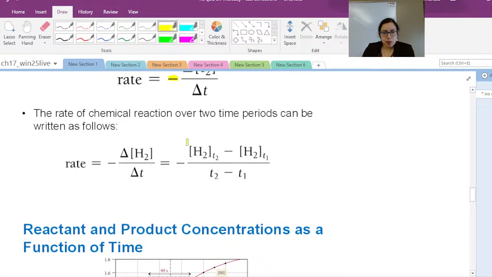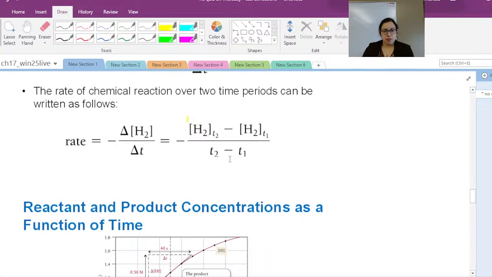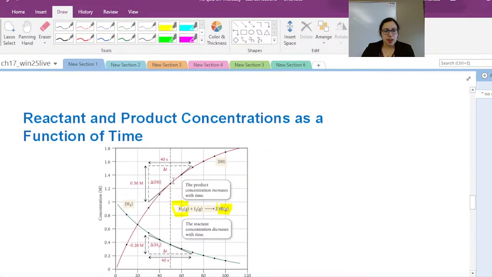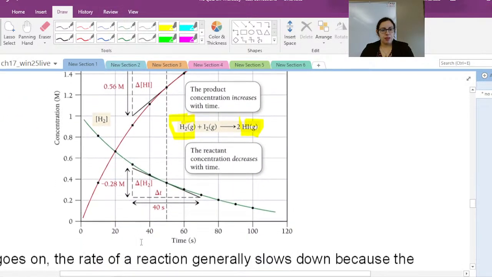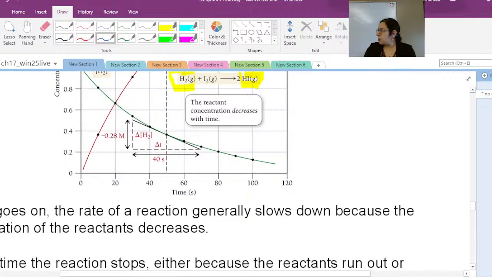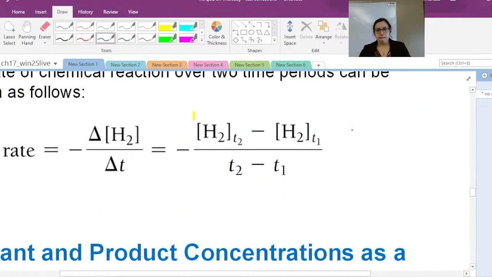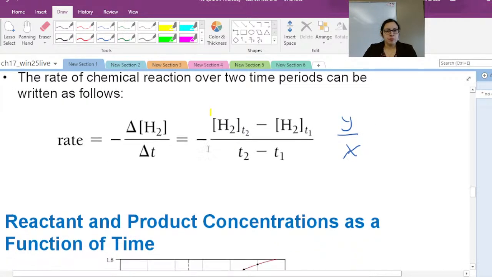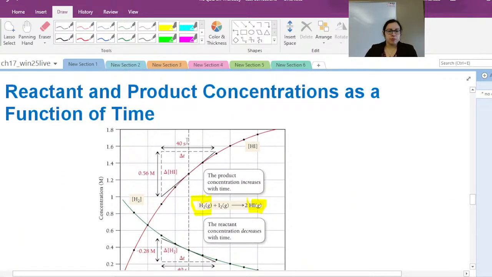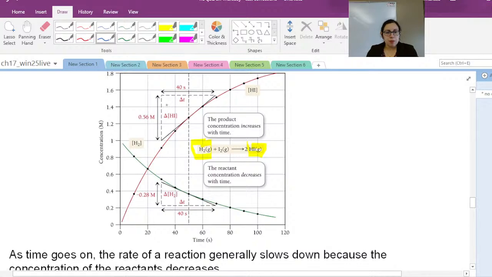Obviously, you can measure 2 points on a graph. That's all it's saying here. So our change in H2 would just be change in Y over change in X. Let's put that, Y over X, just like any other line equation you've seen before. And that's what has been done at these 2 points.